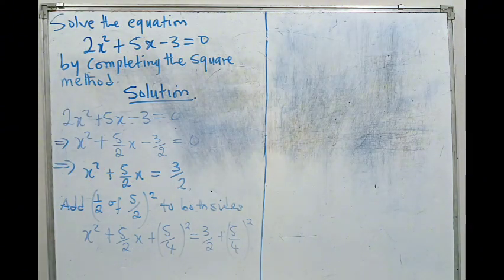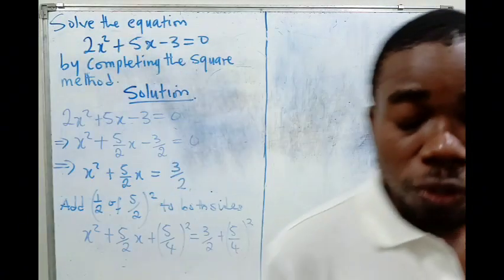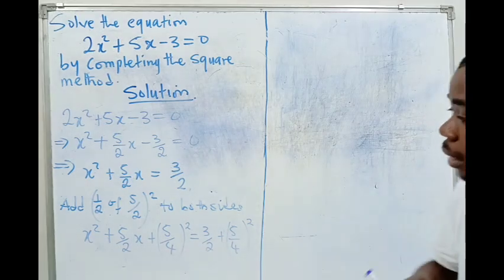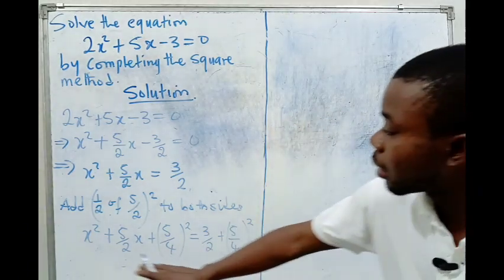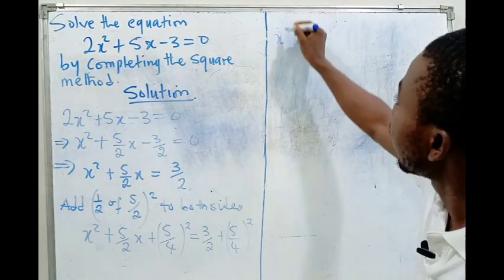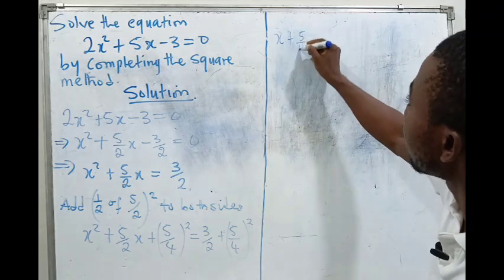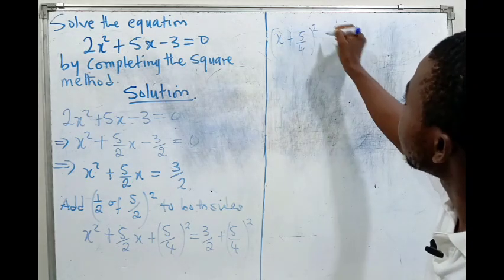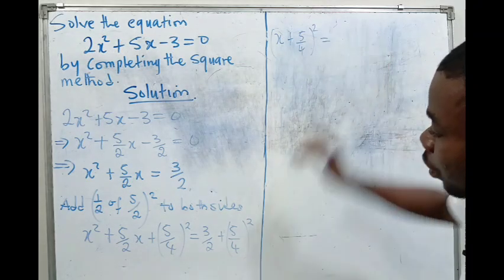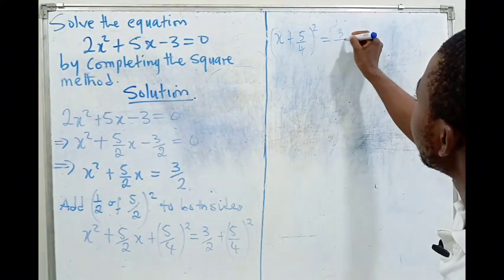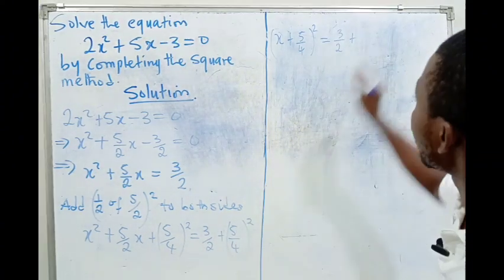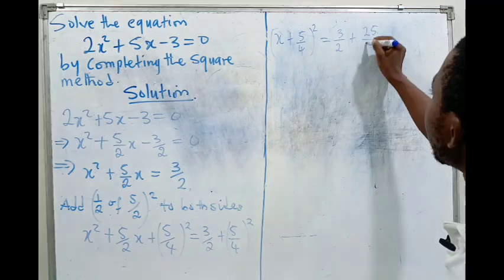After we have done that, now it is time to simplify. If you look at the left hand side, now we have a perfect square. So we factorize the left hand side and then simplify the right hand side. Factorizing the left hand side, we have x plus 5 over 4 all squared is equal to, simplifying the right hand side, 3 over 2 plus, 5 squared is 25 over 16.